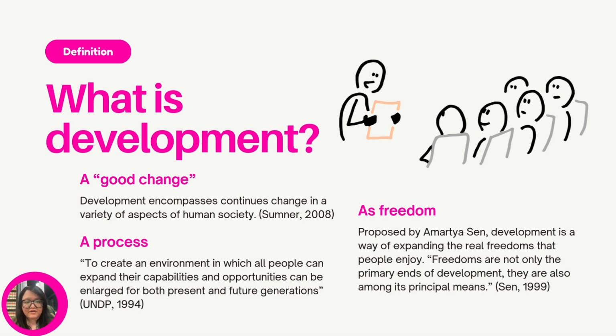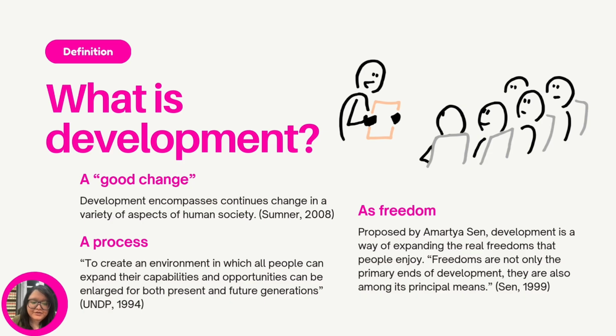An interesting take on what development is from Amartya Sen from 1999, which talks about development as freedom, or that freedoms are not only the primary ends of development, but they are also the principal means. So, his take is that development is a way of expanding the real freedoms that people enjoy.